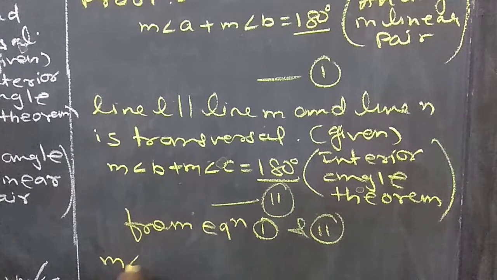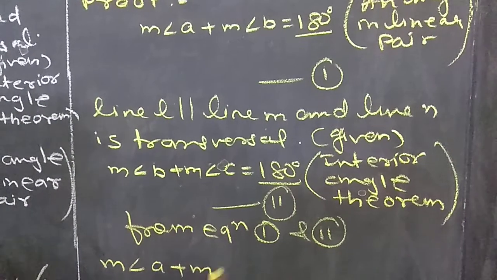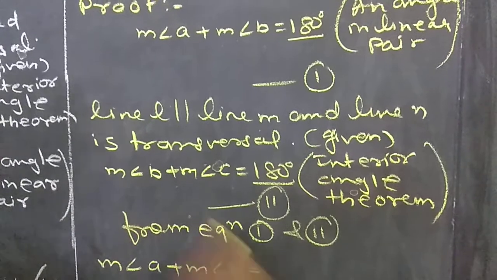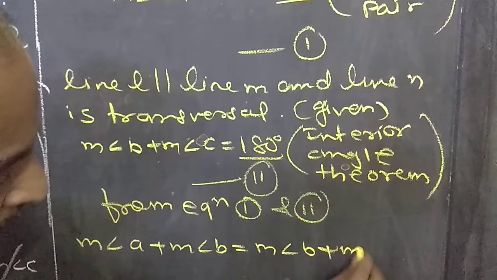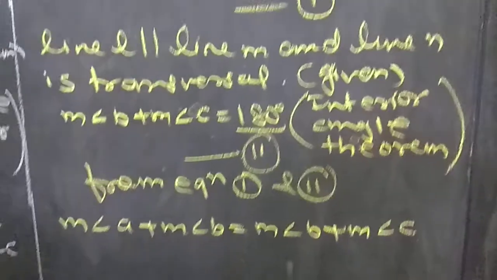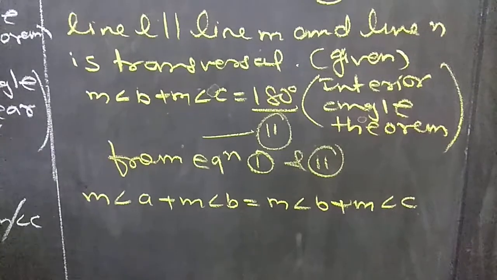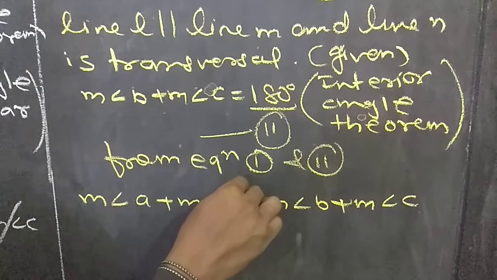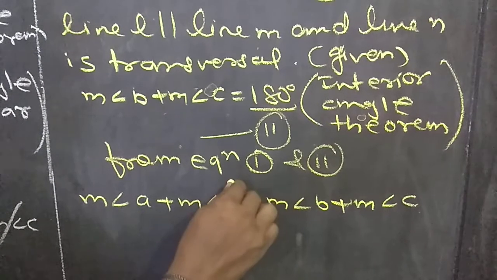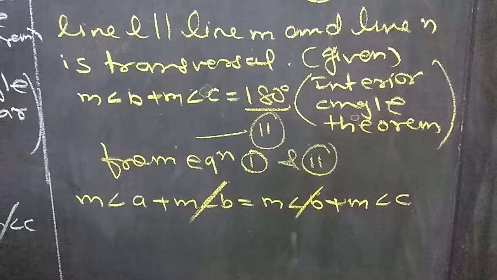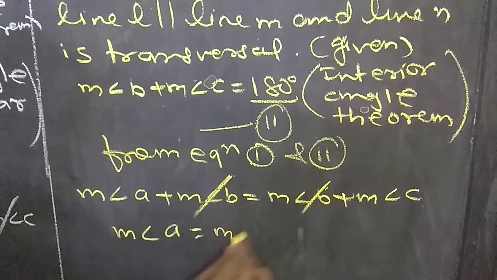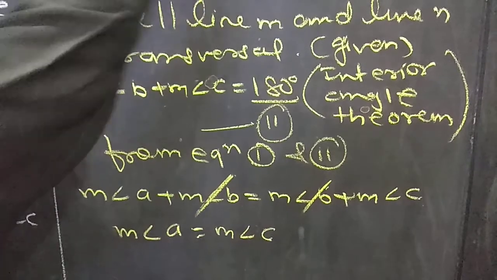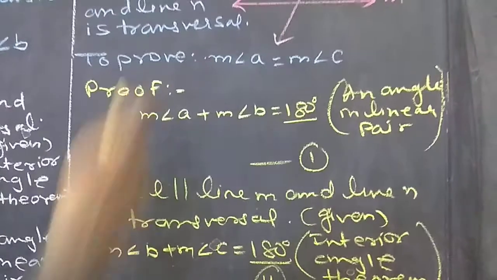तो मेजर एंगल A प्लस मेजर एंगल B इज इक्वल टू मेजर एंगल B प्लस मेजर एंगल C. Once again, if you notice here, measure angle B is common on both sides, so it will get cancelled. So what is the remaining part here? Measure angle A is equal to measure angle C. Hence we have proved our theorem here.